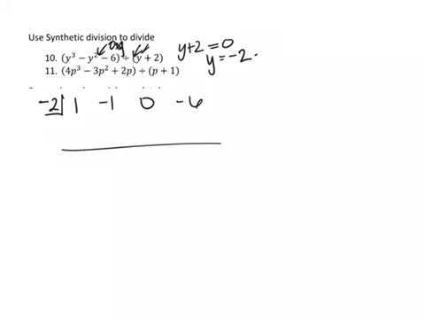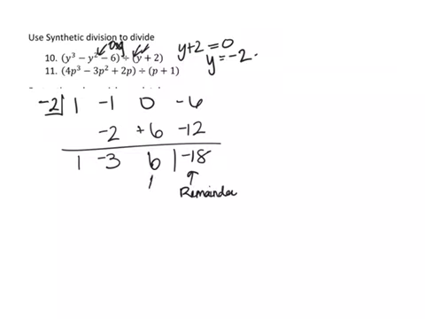So we're going to bring it down. 1. 1 times negative 2 is negative 2. Negative 1 plus negative 2 is negative 3. Negative 3 times negative 2 is negative 6, positive 6. Bring down the 6. 6 times negative 2 is negative 12. And we get negative 18. So this is our remainder. This is our constant. This is our y. And this is y squared.